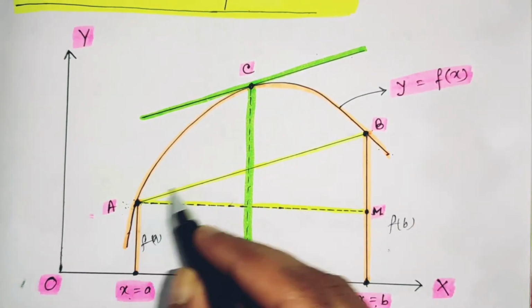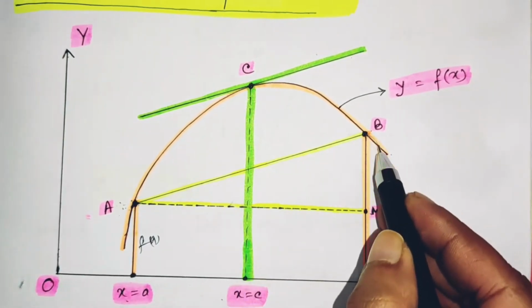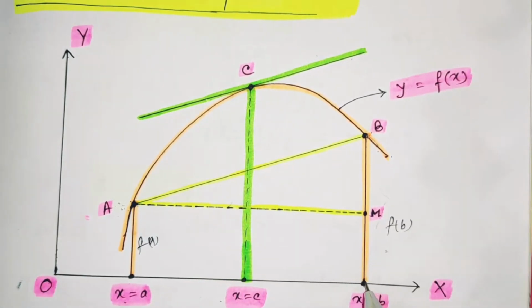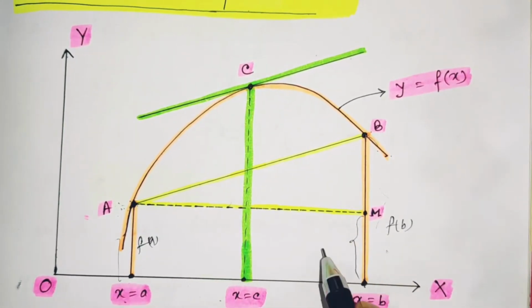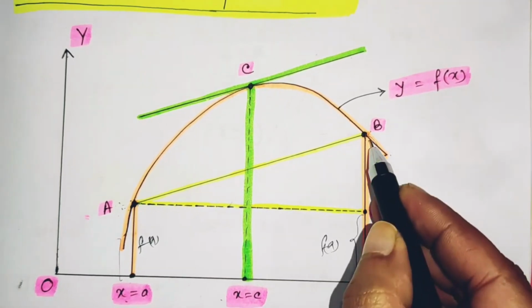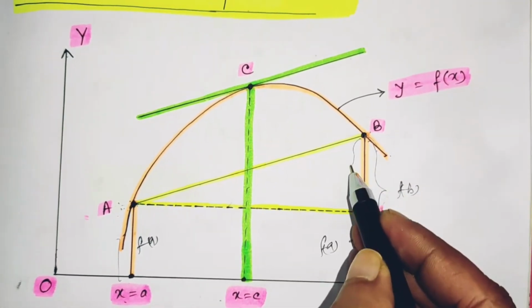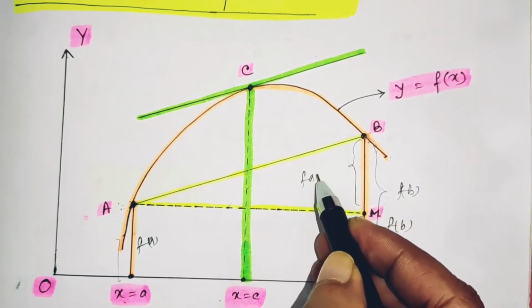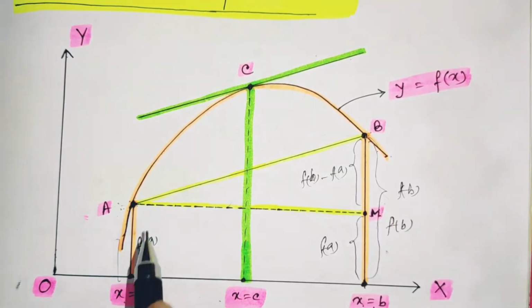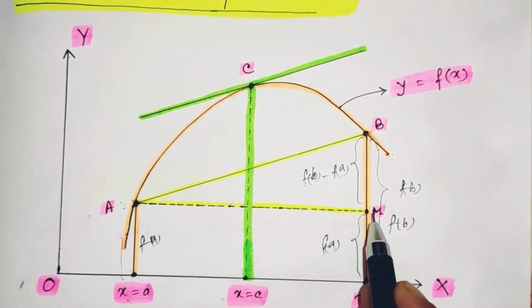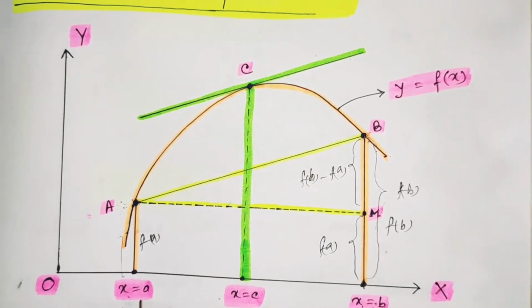So just look, this value is f of B and this one is f of A. That means we can say this portion is f of A and this entire portion is f of B. So this portion is f of B minus f of A, is it not? And this length is nothing but B minus A. This entire length is nothing but B minus A.